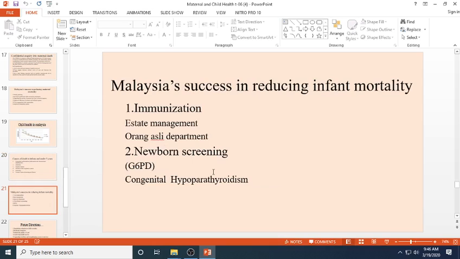The factors affecting success in reducing infant mortality in Malaysia are successful immunization and newborn screening for G6PD, that is glucose-6-phosphate dehydrogenase deficiency, and congenital hypothyroidism. You know that G6PD is an enzyme which regulates a lot of chemical reactions in the body. When there is a deficiency of that, it can cause various problems in the body. It can even lead to anemia.